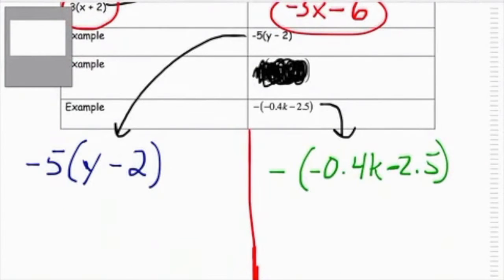Done. Now I split the page up. Let's just go ahead and do the negative 5 parentheses y minus 2. And then the last one, which is a negative parentheses negative 0.4k minus 2.5. So let's do the blue first.